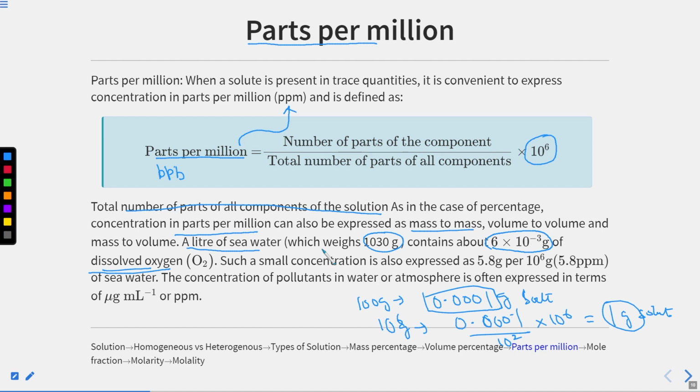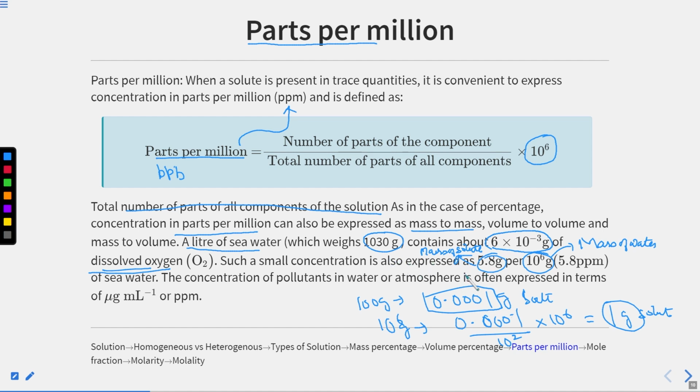So what we are saying is that a liter of water which has a mass of 1030 gram contains 6 into 10 to the power minus 3 gram of oxygen. Such a small concentration is expressed in ppm. So instead of saying 6 into 10 to the power minus 3, we take this small concentration as 5.8 gram present in every 10 to the power 6 gram of water. So this is the mass of water, and this is the mass of solute, right? This is obtained from the unitary method.